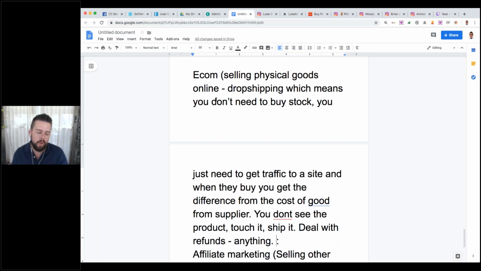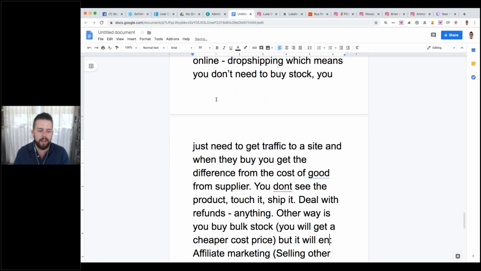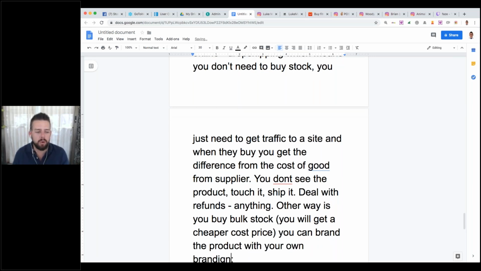Now, the other way you could do e-commerce is you buy bulk stock, which means you will get a cheaper cost price. But essentially then you are stuck with a lot of stock and you have to sell it, right? So there's multiple ways you can do it. But if you do buy bulk stock, you can brand the product with your own branding, if that's what you want to do, right?